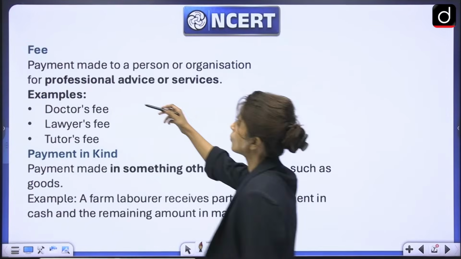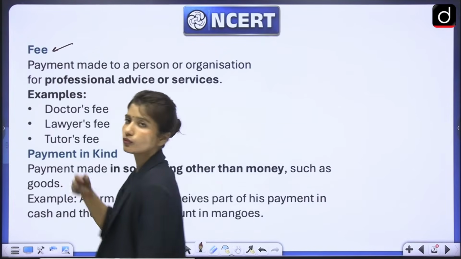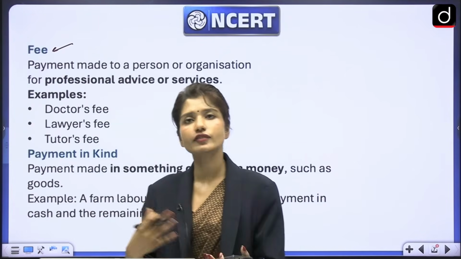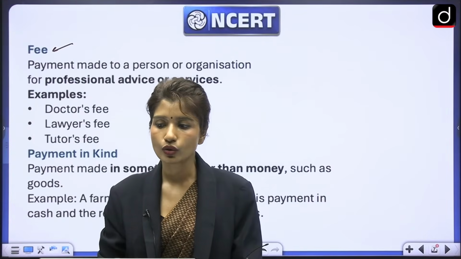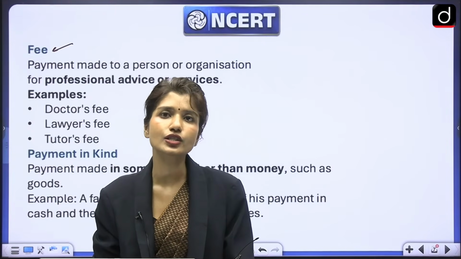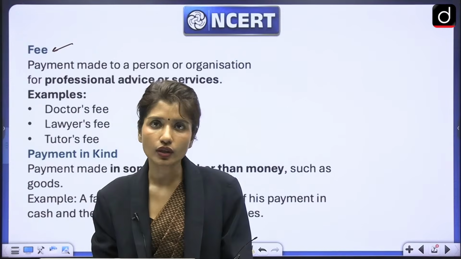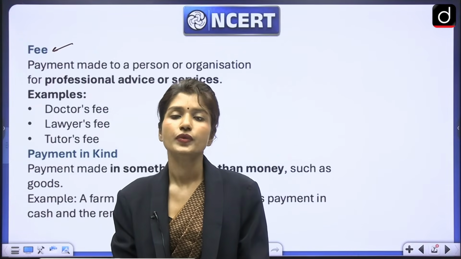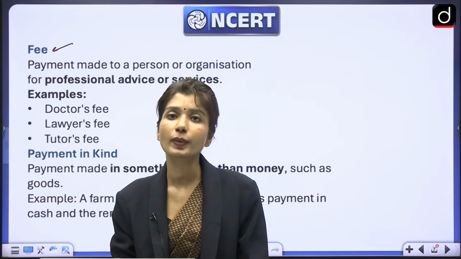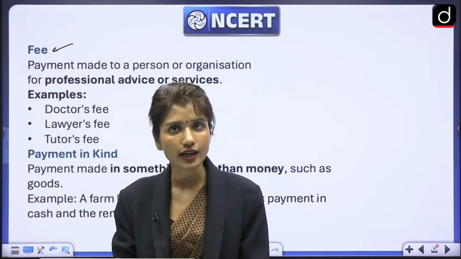Next is a fee. What is a fee? Fee is usually given for professional service or advice, right? For example, when you visit a doctor, do you say that you pay salary to a doctor? No, you don't pay salary to a doctor, right? Okay, so do you pay wage to a doctor? No, that is also not right. Then what do you pay?